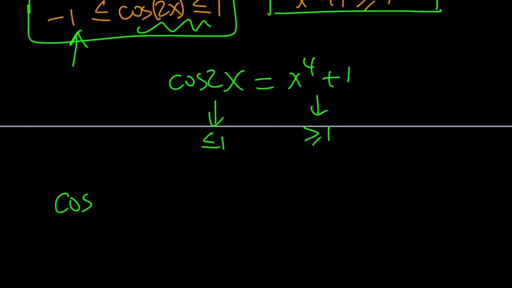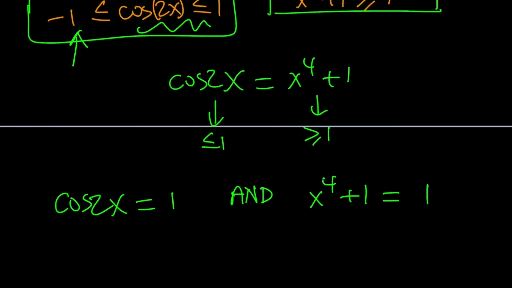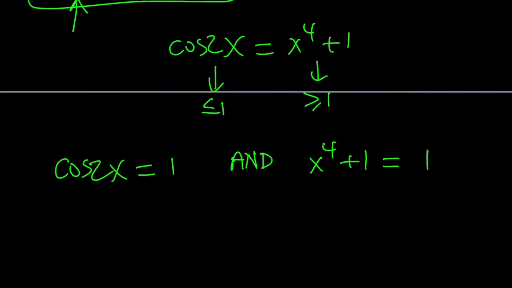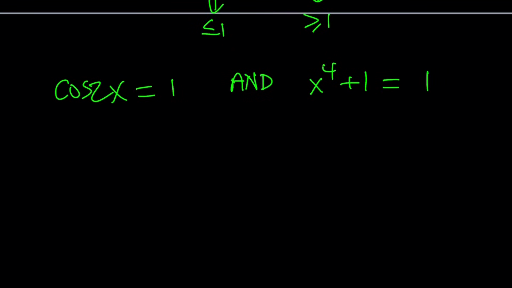So this implies that cosine of 2x equals 1, and x to the fourth plus 1 equals 1. This is a very strong conjunction. Is that how you say it? Okay, anyways. This is very strong. It means both of these equations are equal to 1. So, in other words, using inequalities, we can solve some equations. And this is one of them. Great. So this is a system, so both equations must be satisfied. And let's see how we can satisfy them.